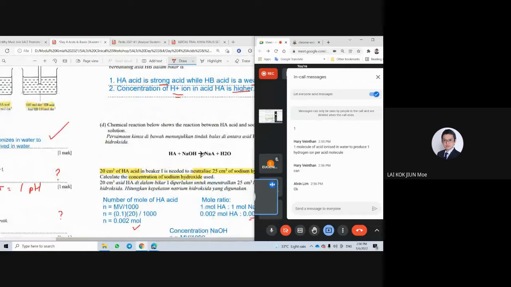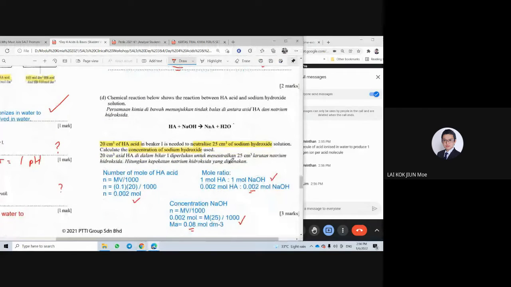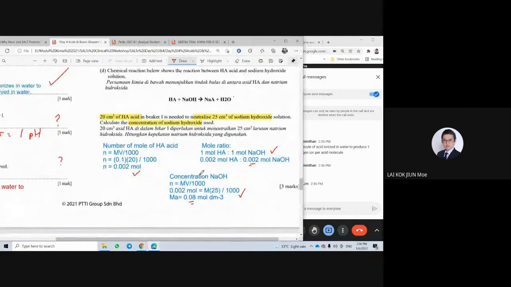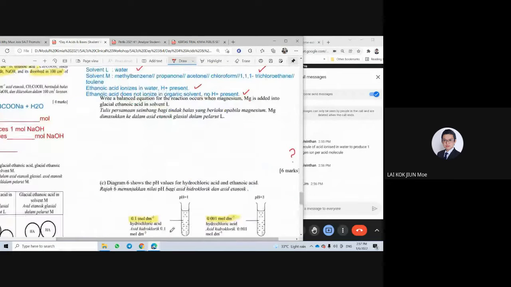No problem. Okay, so D. For D, also calculation. Just now we showed you already. So how to calculate? Find your moles first. Find number of moles. Then you calculate the mole ratio, and you get the final answer. Okay, this one I think no problem for you.